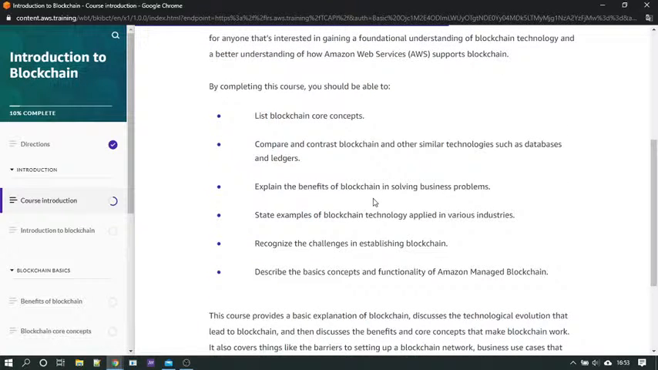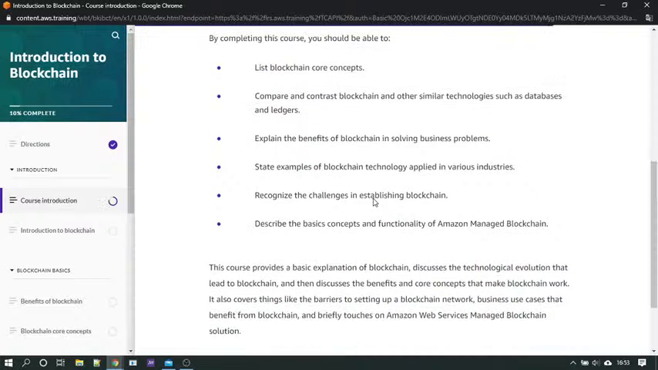By completing this course, you should be able to list blockchain core concepts, compare and contrast blockchain and other similar technologies such as database and ledgers, explain the benefits of blockchain in solving business problems, state examples of blockchain technology applied in various industries, recognize the challenges in establishing blockchain, describe the basics, concepts, and functionality of Amazon managed blockchain.